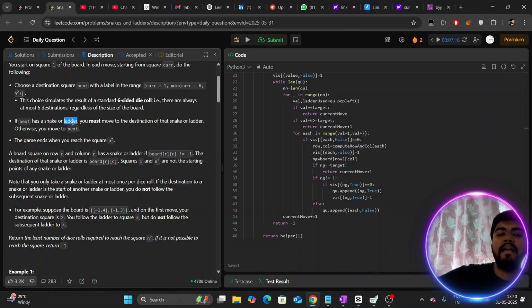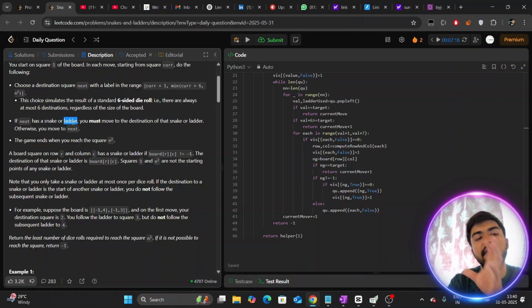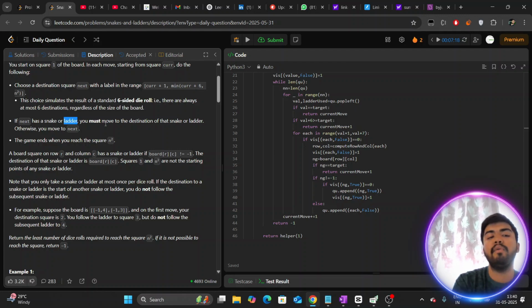If n2 is greater than n, you are going to get a jump. But if it is a snake, then in most cases from n you are going to get some range from 1 to n minus 1, basically you fall down. You must move to the destinations of the snake or ladders, otherwise you move to the next square. The game ends when you reach the square n squared.